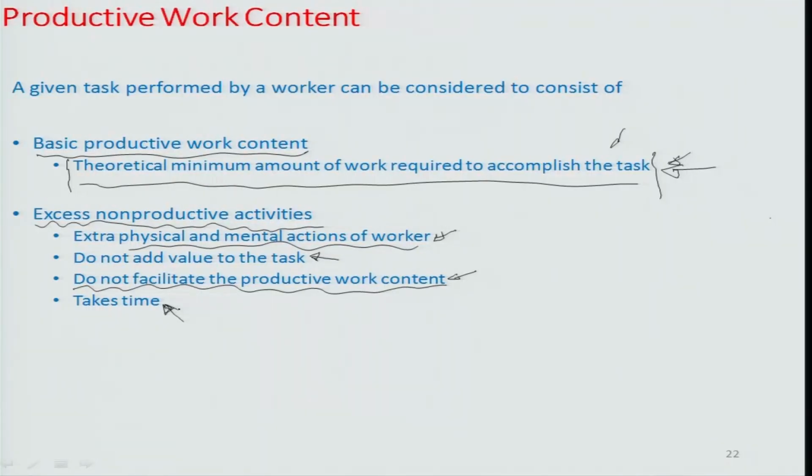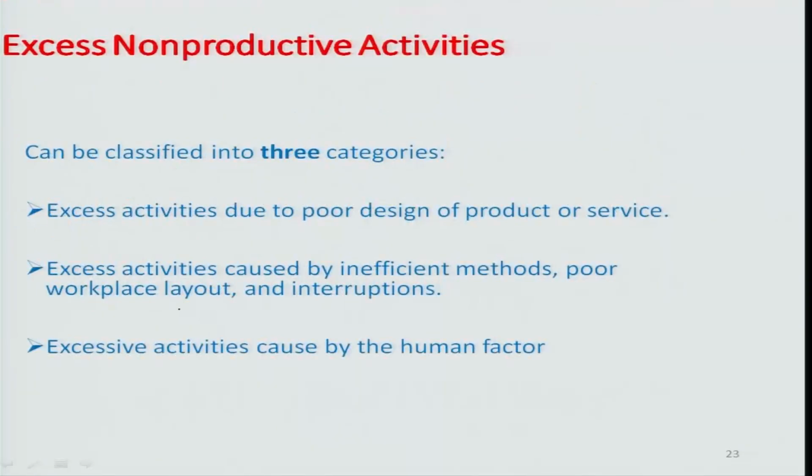So, this is how you divide the work into productive and unproductive types. If I wanted to classify the excess non-productive activities, it could be excess activities due to poor design of product or service, or maybe even to some extent the production system layout or the way processes are carried out. It could be excess activities caused by inefficient methods, poor workplace layout, interruption. Sometimes lighting in a particular area is very important.